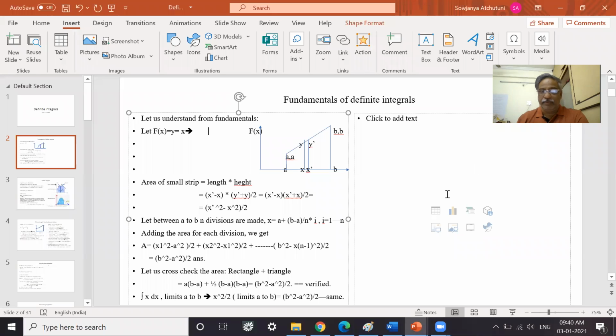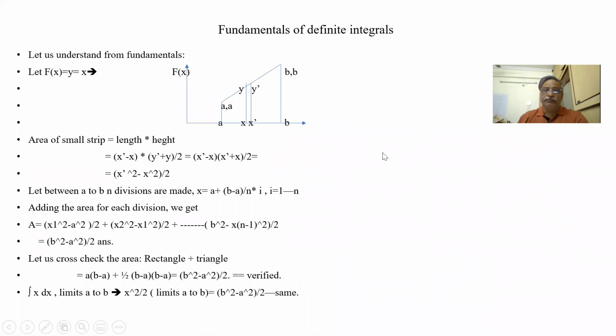Hello students, today let us understand definite integrals. Definite integrals are nothing but integrals with limits, a starting limit and an end limit. So let us go to the chapter. Let us see applying the limits.